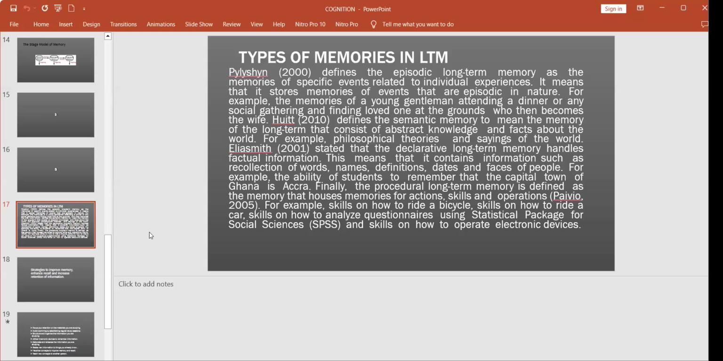Semantic memory. Diana, you're correct. We by heart, we repeat, and we want to commit it to the memory, semantic memories. Then procedural memories or episodic.